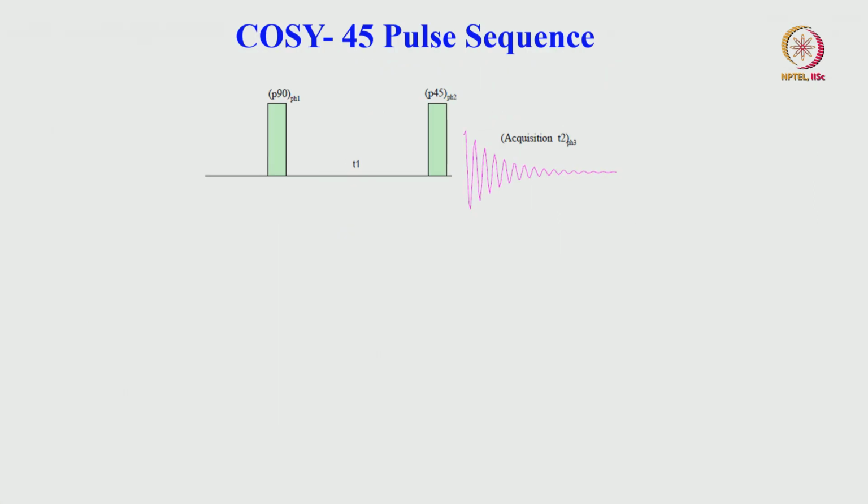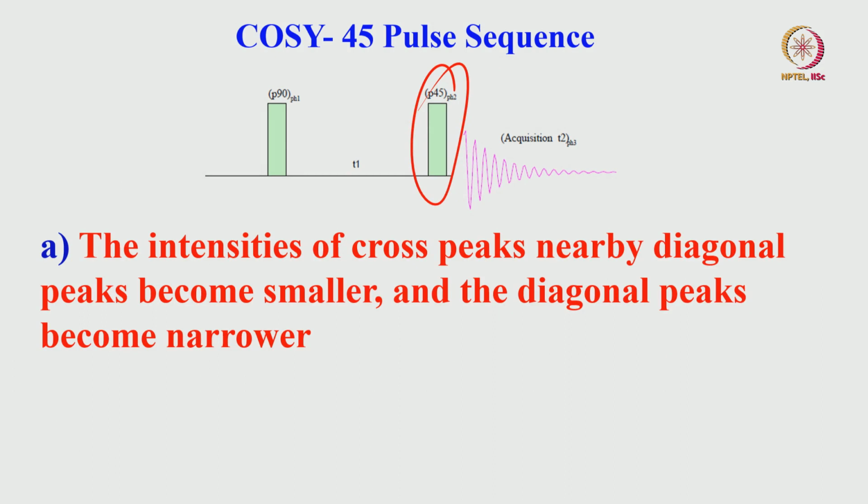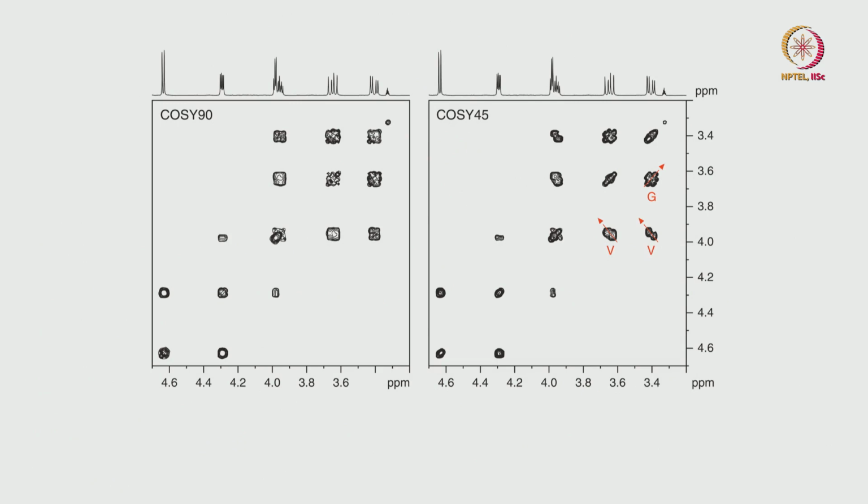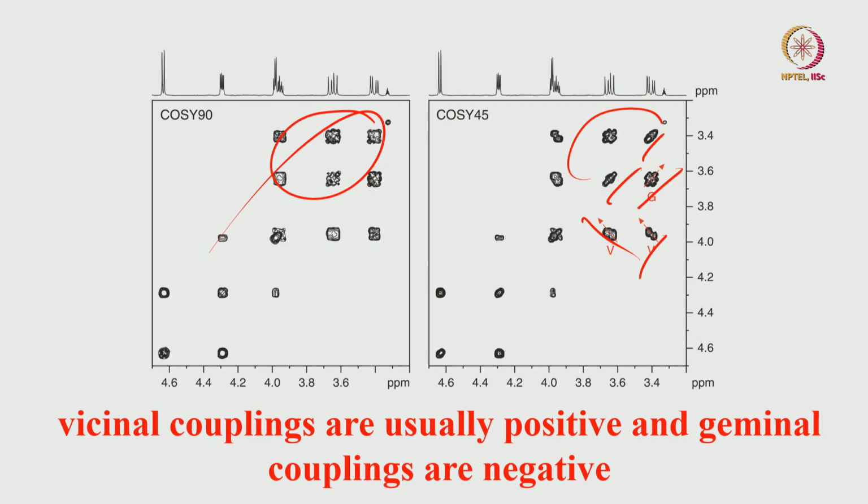Okay, COSY 45 is the simplest experiment. Instead of 90 degrees here we use 45 degrees. What is the advantage of it? The intensity of the cross peak near the diagonal becomes weaker and the diagonal becomes narrow. But another thing is cross peaks appear tilted like this, and the direction of the tilting gives me relative signs of the coupling. Instead of 90 degrees, if you use the second pulse as 45 degrees, not just 45, any angle. Soft COSY we call it, we can use 20 degrees, 30 degrees, 50 degrees, whatever angle you want. But then compared to COSY 90, in COSY 45 some of the peaks are missing and some of the peaks appear tilted. And the direction of tilting gives you the sign of the coupling.